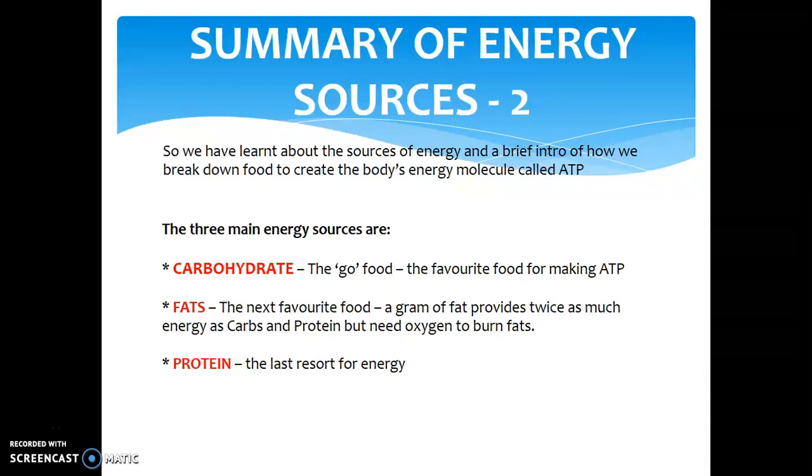Fats are the next favorite food. A gram of fat provides twice as much energy as a carbohydrate or protein molecule, but the trade-off is that it requires more oxygen to burn fat molecules. So if you think about that in terms of what type of intensity is required to burn a fat molecule, it's intensity where oxygen is present. So as long as you can get enough oxygen in whilst you're doing exercise or a sport or an activity, you will always be able to break down fat molecules for a source of energy.